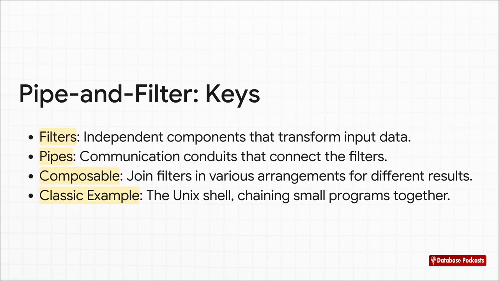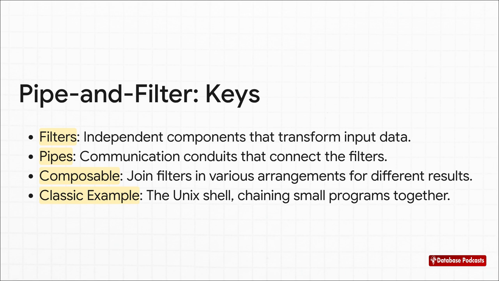So the magic here is that these components, the filters, are totally independent. They just take data in and spit transformed data out. The pipes are just the plumbing that connects them. The real power? Composability. You can mix and match these filters in all sorts of new ways to create totally new data pipelines. The classic example of this, as we just saw, is the Unix command line. It's a masterclass in this style.